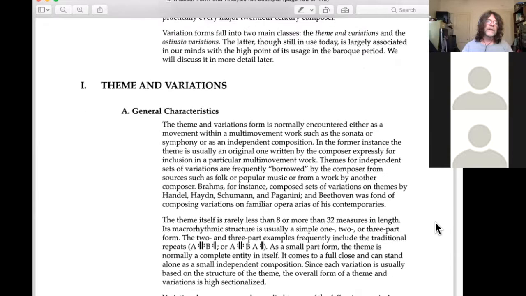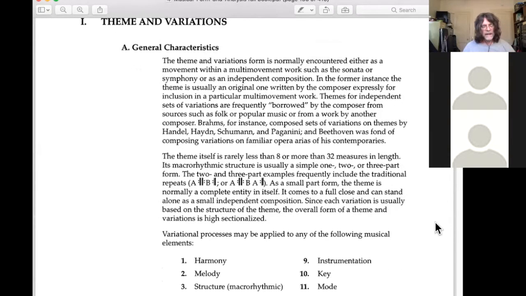Roman numeral one, theme and variations, all right? So the general characteristics of a theme and variation: first of all, it can be just a plain independent composition, all right? It could just be an independent composition that was just written for that, or it's part of a multi-movement work, or a movement within a multi-movement work, like a sonata or a symphony or something like that, an orchestra piece, all right? You find a lot of theme and variations written for piano also. And it might be part of a piano sonata, all right?